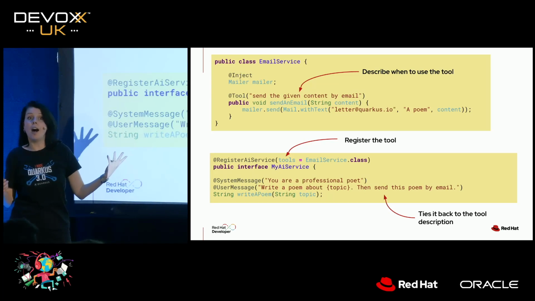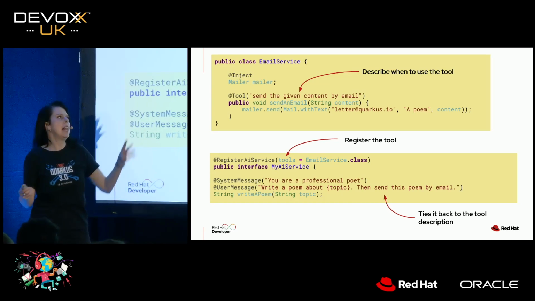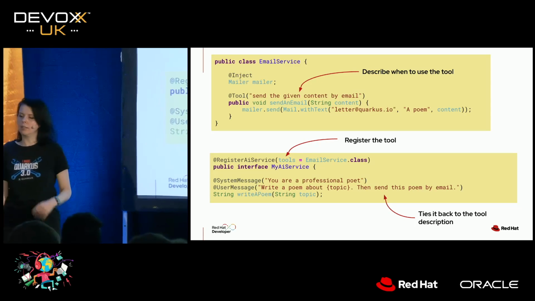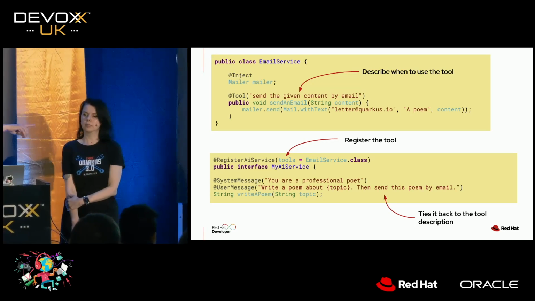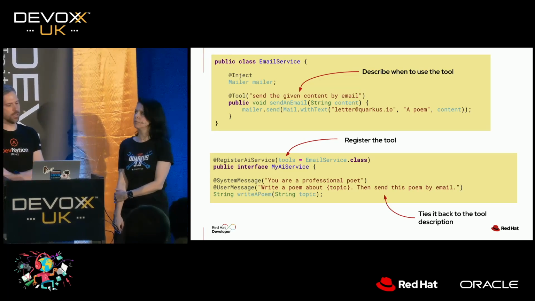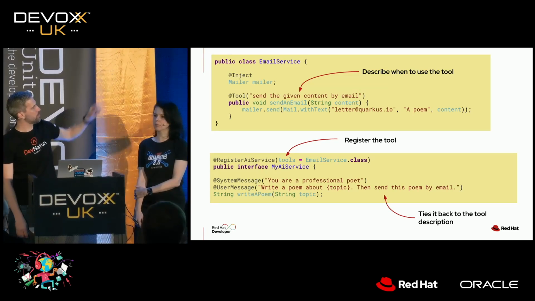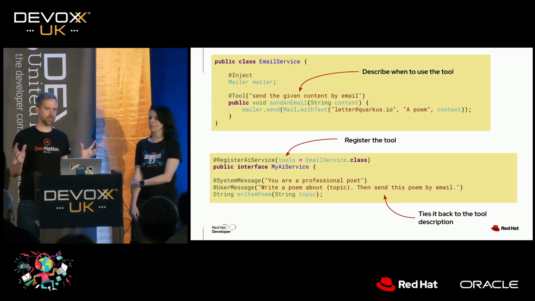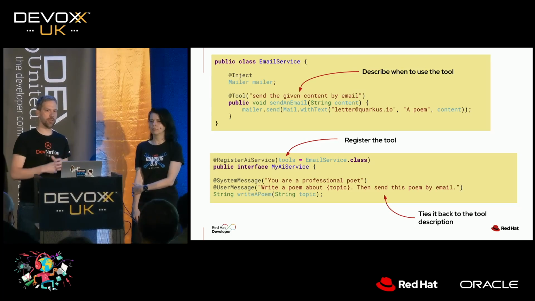It can go, I've got a tool for sending by email. Let's invoke that tool. So what's kind of interesting here is that you can see in the bottom message, send this poem by email. And up top, the tool description is send the given content by email. Now, it's semantically very close to the same meaning, but it's not the exact same sentence, right?